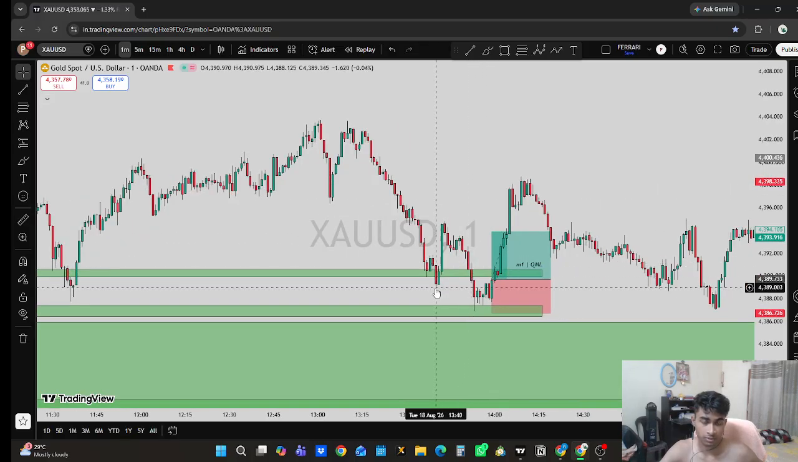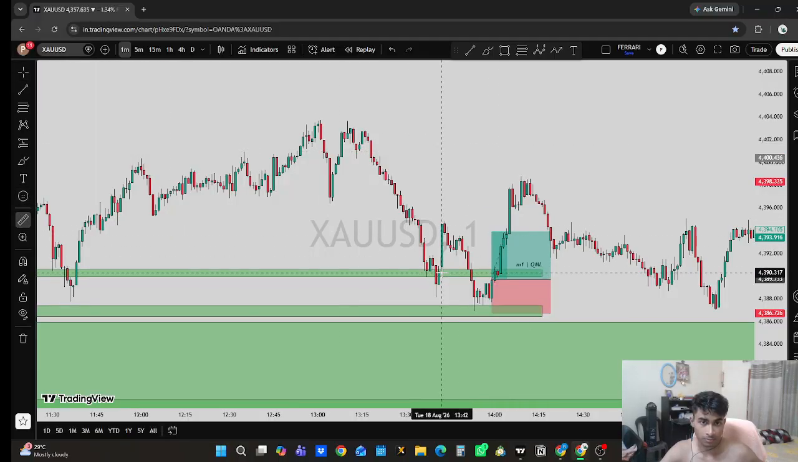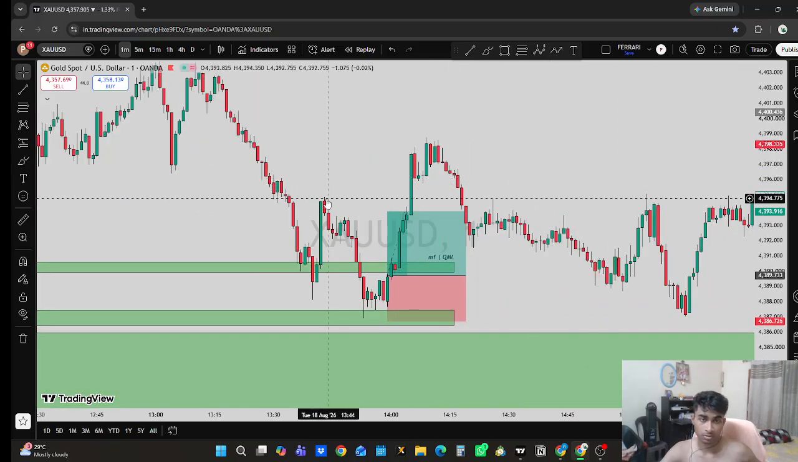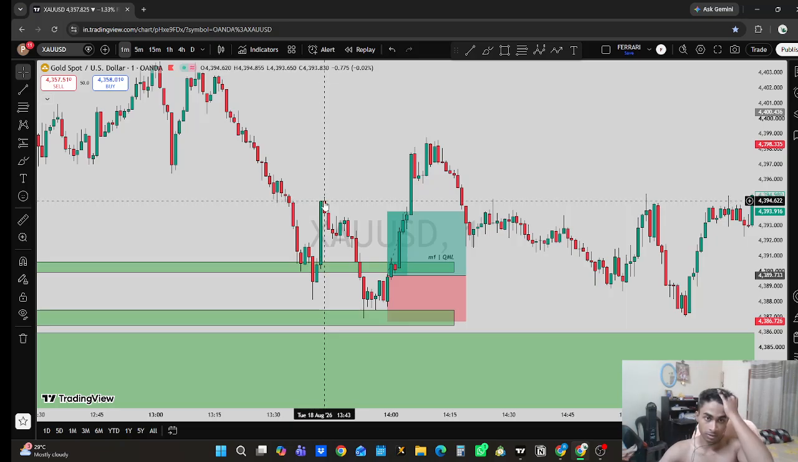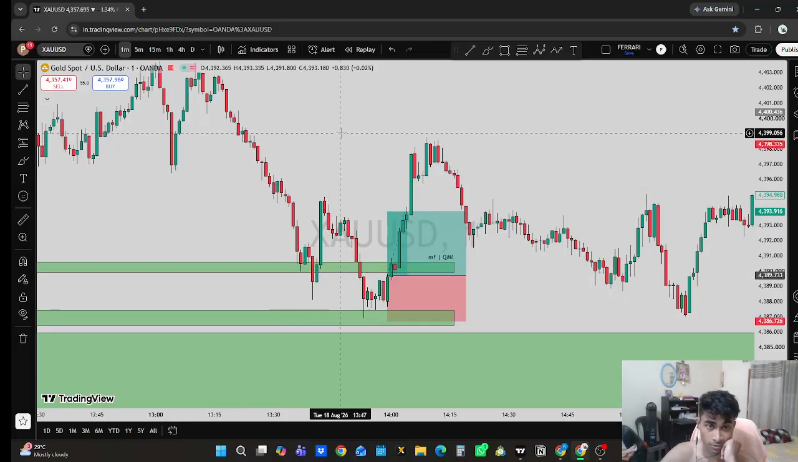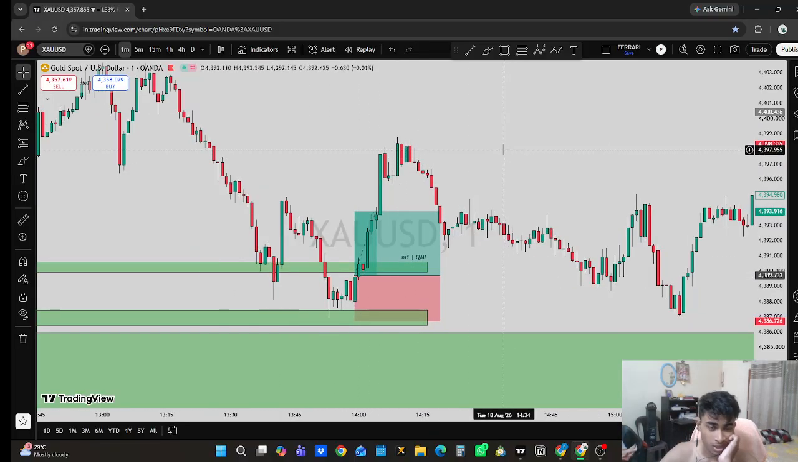And even on the second entry, it didn't give the confirmation candle to enter. And on the next candle, it was way too big. We went like 40 plus pips. So it makes no point to enter right on this candle, even though it engulfs all the previous bearish impulse. But still, okay.